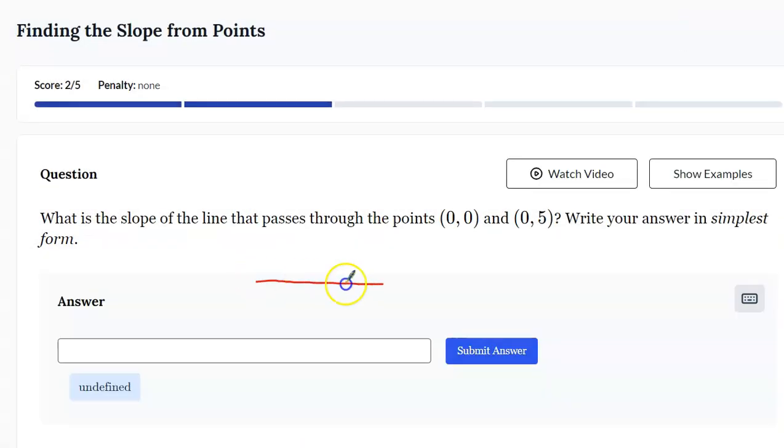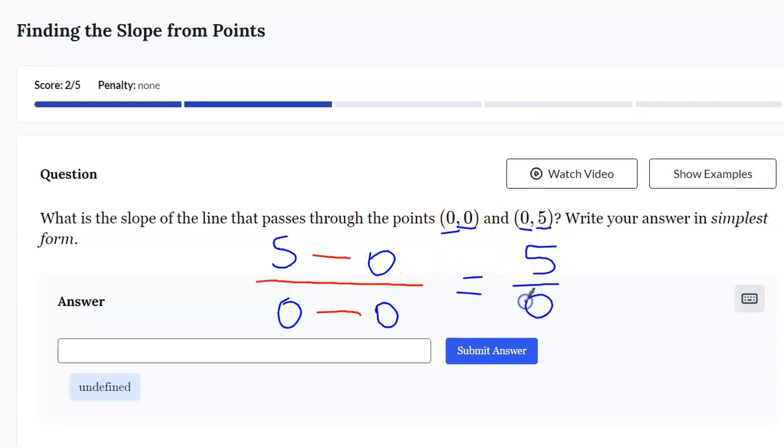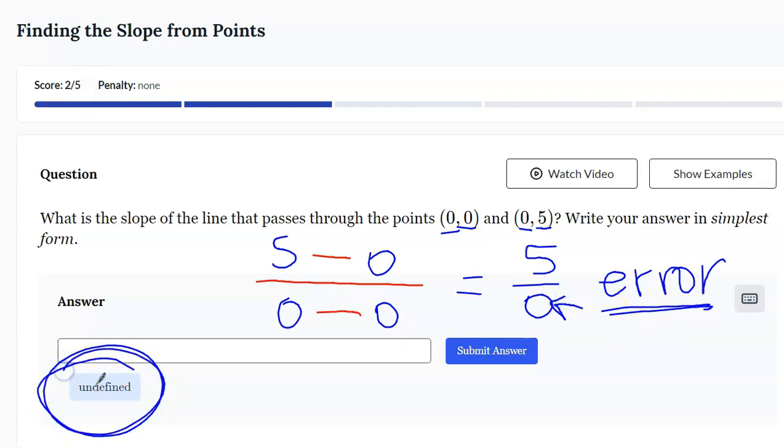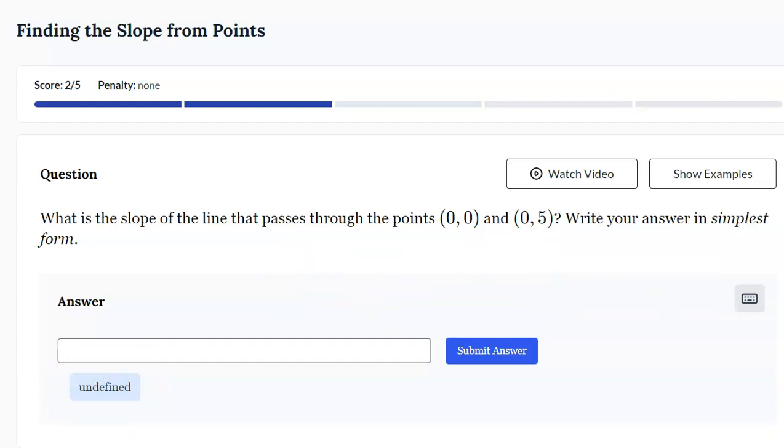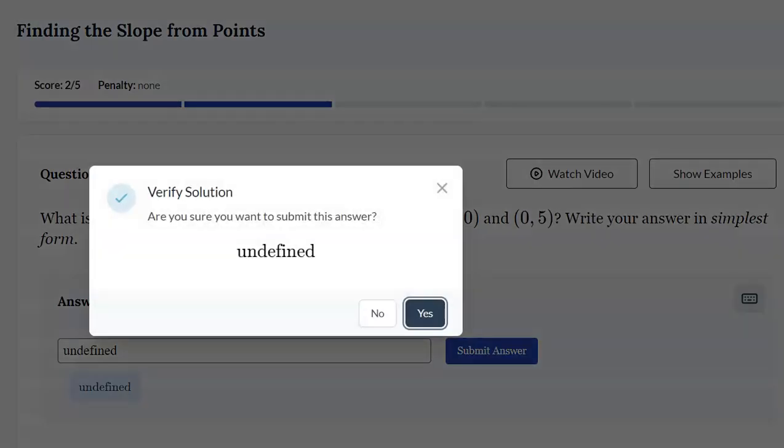Last question. Let's set up our giant subtraction fraction. Let's put our numbers in the right places. y2 minus y1 over x2 minus x1, and we get 5 over 0. And if you're unsure what this solution is here, type 5 divided by 0 in your calculator. If you get an error, which you will, because dividing by 0 is impossible, then you choose this button down here, undefined. So we're going to click it, it'll type it for us, and then we're done.